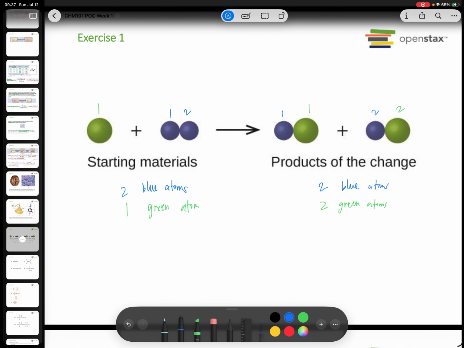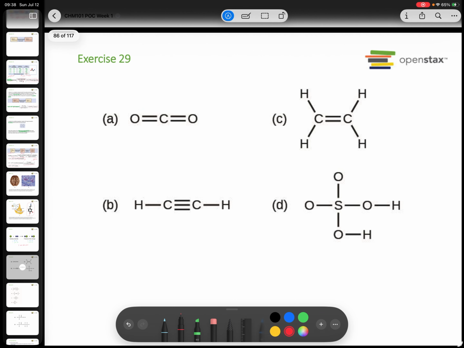Dalton's postulate says atoms are not created during chemical reactions. What does it say? They are only rearranged. So, this one violates Dalton's postulate. Okay? Next. These are just exercises before we proceed to the next chapter.